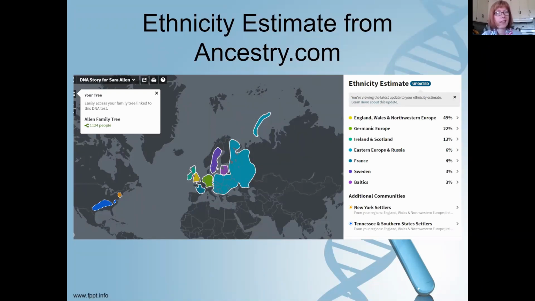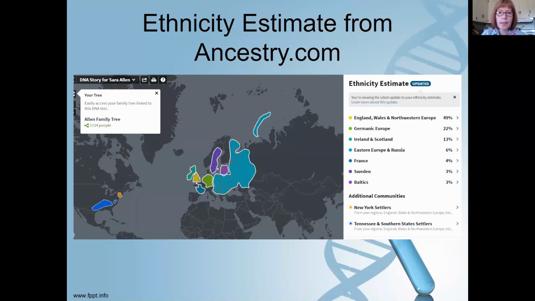They have different procedures. They have slightly different methods of determining this and different methods of presenting it to you. So their screens are going to look a little different. And so you just have to read up on each company and how it is. They have a lot of help sheets there that will tell you what you're looking at. So this is Ancestry, and this is my ethnicity estimate. So you can see, I'm going to draw your attention to 6% Eastern European and Russian.